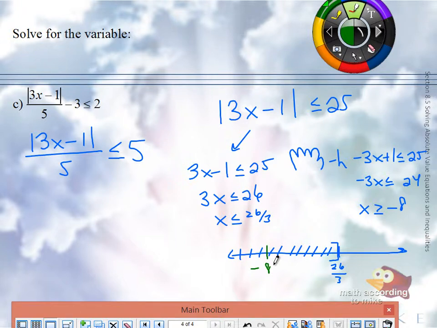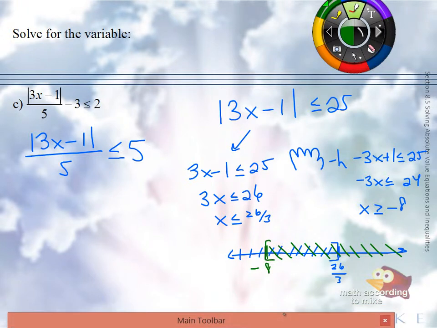Negative 8, left or right? Also with a bracket. We've got an and. So what's our final answer? Top 2.